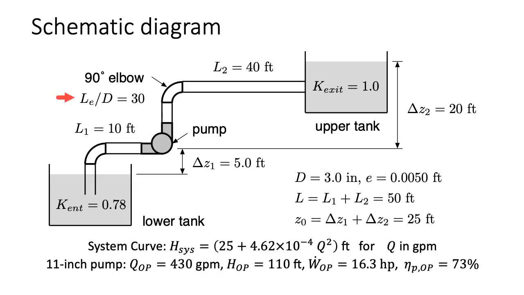For both of the elbows, the minor loss is given in terms of an equivalent length of straight piping. Note that the pipe has a diameter of 3 inches, a roughness of 0.0050 feet, and a total length of 50 feet. Also, the change in elevation of the water before the pump is 5 feet, and the change in elevation after the pump is 20 feet. Thus, the total elevation change is 25 feet. Note that this data was used in Example 19 for Part A to find the system curve, and for Part B to find the operating conditions for the 11-inch diameter pump as shown.